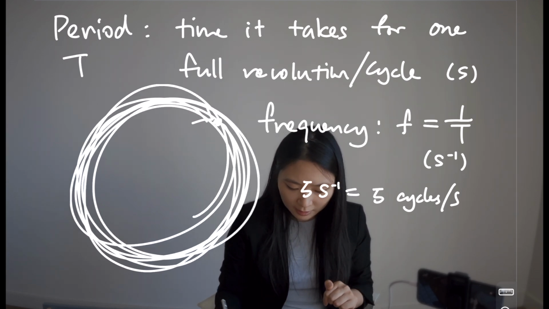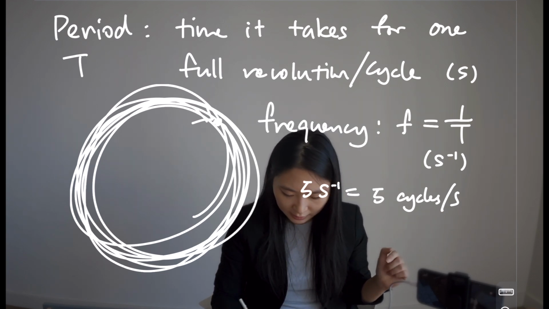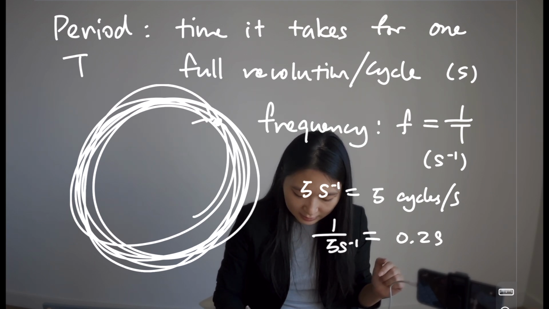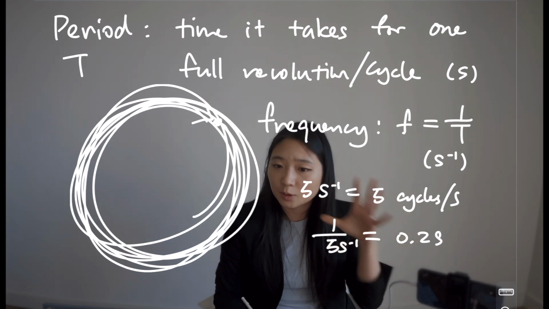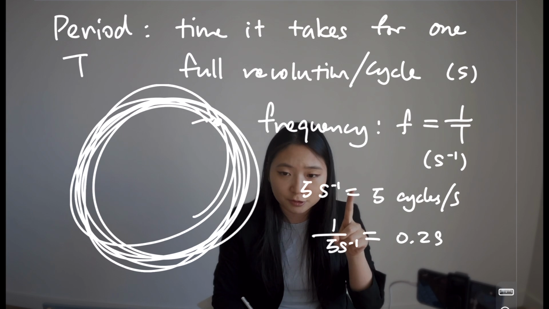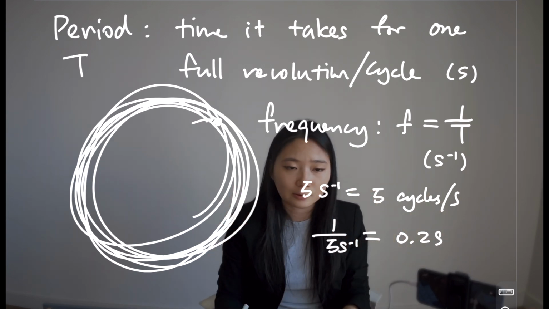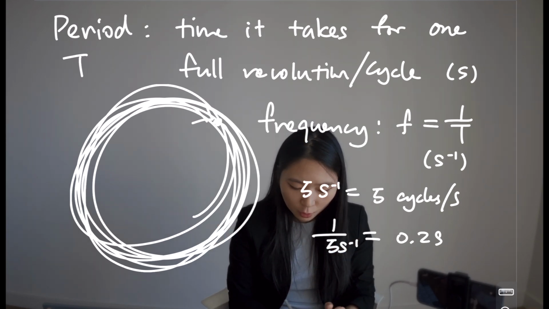Okay. So what would be the amount of time it takes for 1 revolution then? Well, I'm just going to take the reciprocal of that, which comes out as 0.2 seconds. That means because in 1 second, I can do 5 revolutions, in 0.2 seconds, I can do 1 revolution, which is exactly the amount of time it takes for 1 full cycle. Okay, then is there any formula for period or frequency?